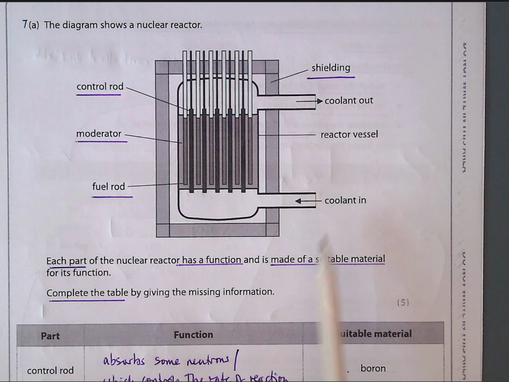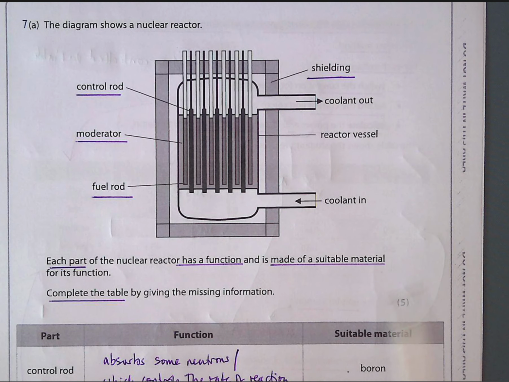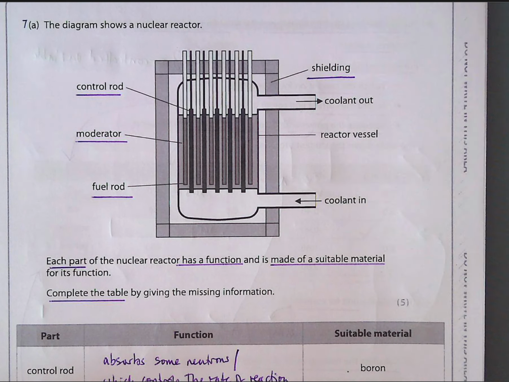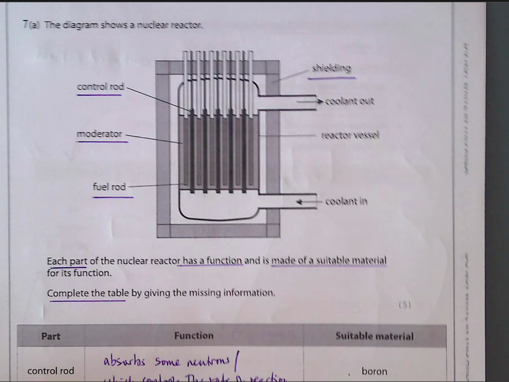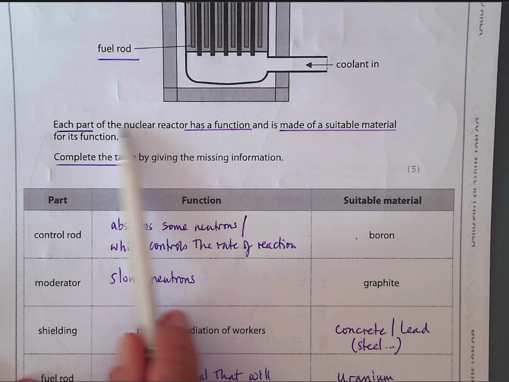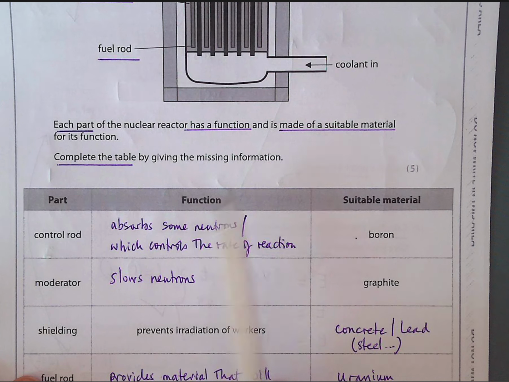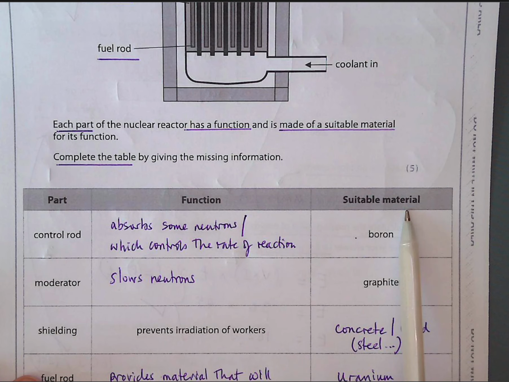Okay, so the coolant in and out is water, where it takes away the heat, which then turns a turbine, etc. It boils the water. So it's a very complicated way of boiling water, in effect. And from that steam power, you can turn a turbine to generate electricity. So each part of the nuclear reactor has a function, and is made of a suitable material.